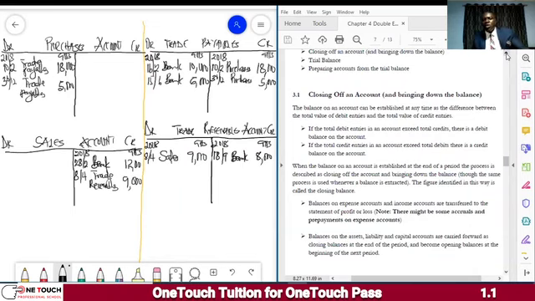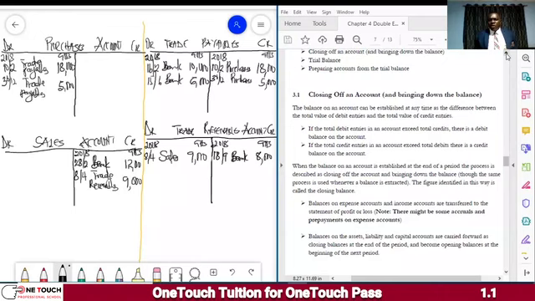Okay. When the balance on account is established at the end of the period, the process is described as closing off the account and bringing down the balance, though the same process is used whenever the balance is extracted. The figure identified in this way is called the closing balance. It's called the closing balance. Good.